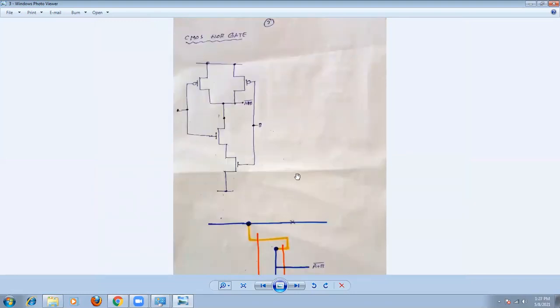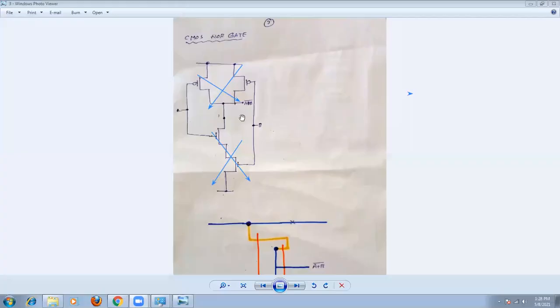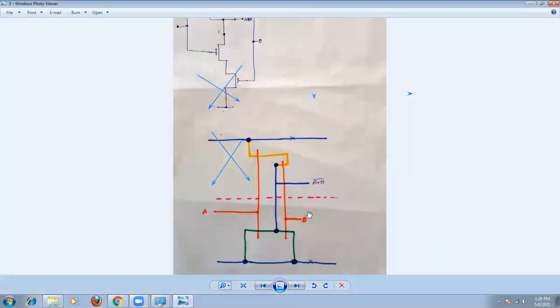So I did some mistake here. This is not a NOR gate. This is a NAND gate. This is a NAND function. The schematic is wrong here. So try a schematic with the 2 parallel combination and then the series combination here. I will correct it now afterwards. So, CMOS NOR gate. You can draw the structure of the CMOS NOR gate here. So this is correct.